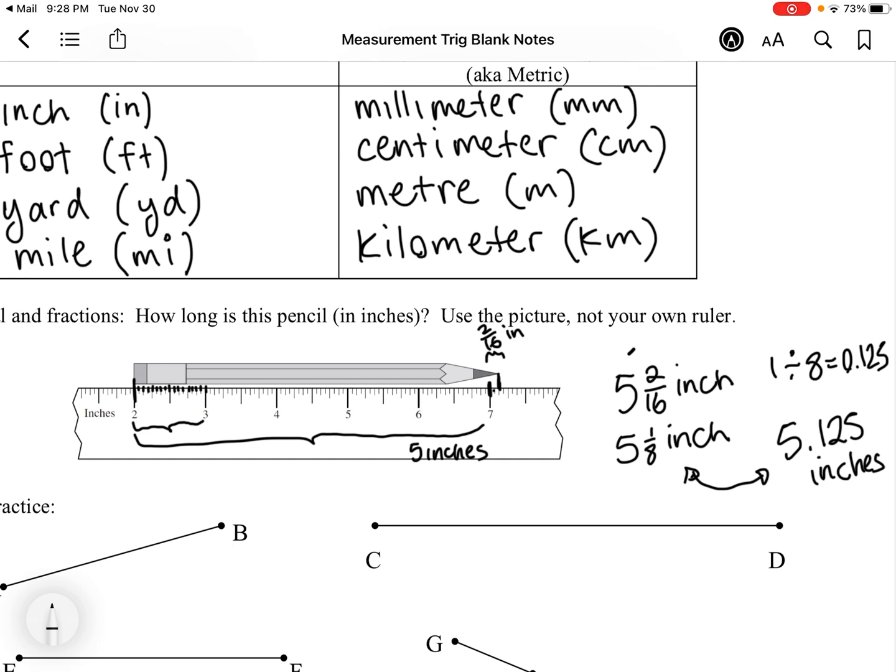Okay, and sometimes actually it's more useful to have it in decimal form if you're using it to solve a problem, right? Like, for example, if you're trying to find the area of something or possibly the perimeter, it may be more useful when it's in decimal form.